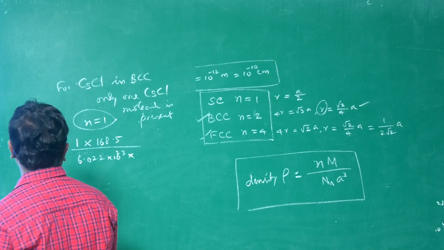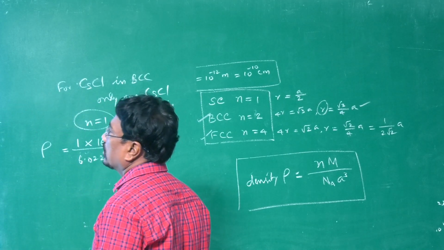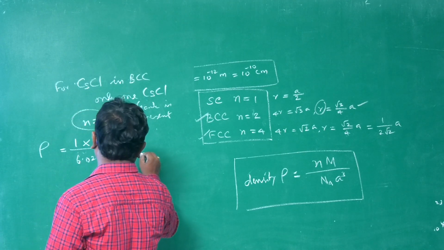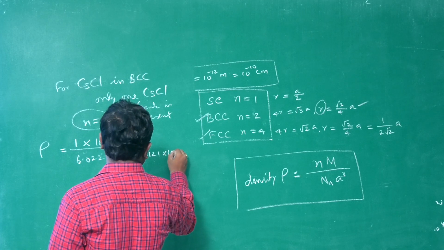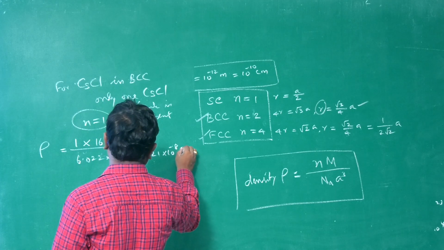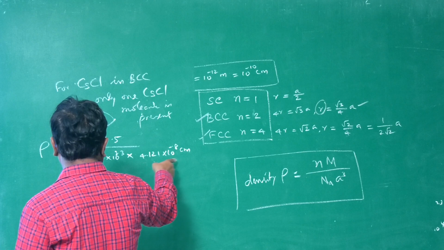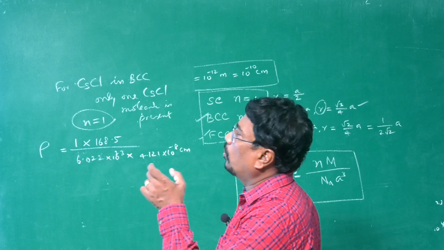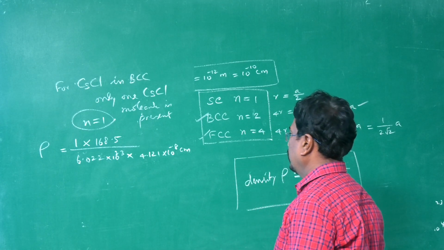412.1 picometer has to be converted into centimeter, because we want the density in gram per centimeter cube. Therefore, 4.121 into 10 power minus 8 centimeter, because I have converted 412 into 4.12. Simply, if it is 412.1, it will be 10 power minus 10 centimeter.